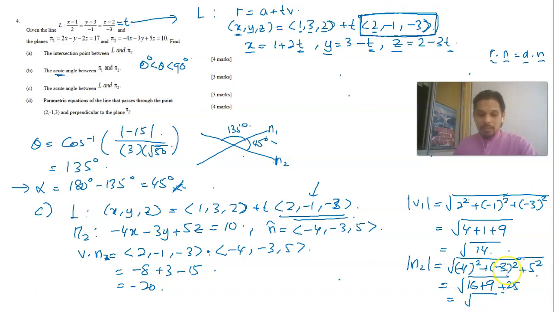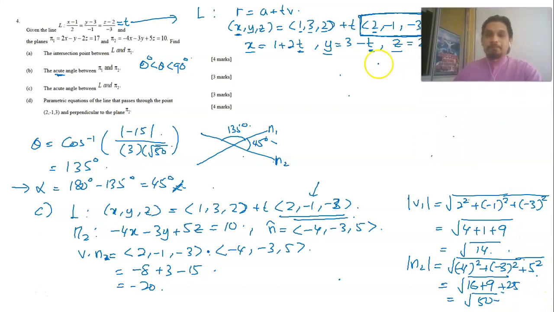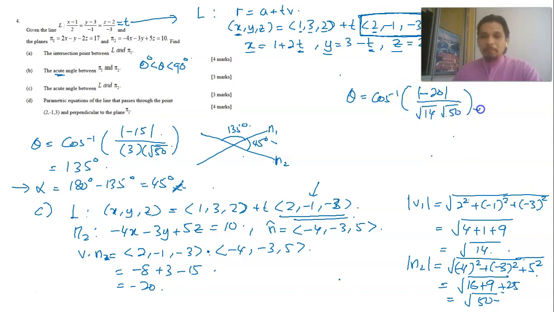16 plus 9 plus 25. Okay, so 16 plus 9, 25 plus 25 equal to square root of 15. So now theta equal to cos inverse of the dot product, which is negative 20. Make it positive with the absolute value sign here, and then square root of 14 and square root of 50.